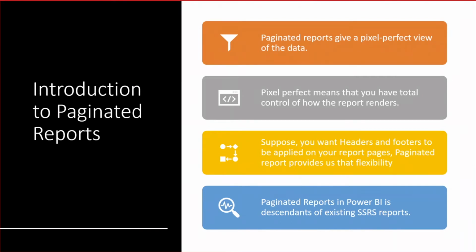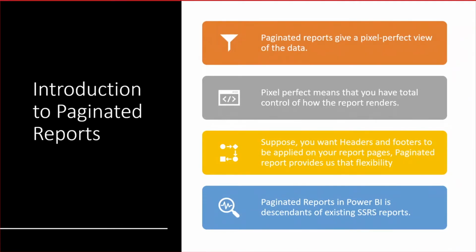Now let's get started with our first topic: what is a paginated report? A paginated report is a pixel perfect view of the data. Most of the time in our organization, when we need a printing functionality, we need our visualizations or tables to be placed in such a manner that they are pixel perfect, meaning the header, footer, margin, everything should be perfect. If you have those kinds of requirements, the paginated report is perfect for you.